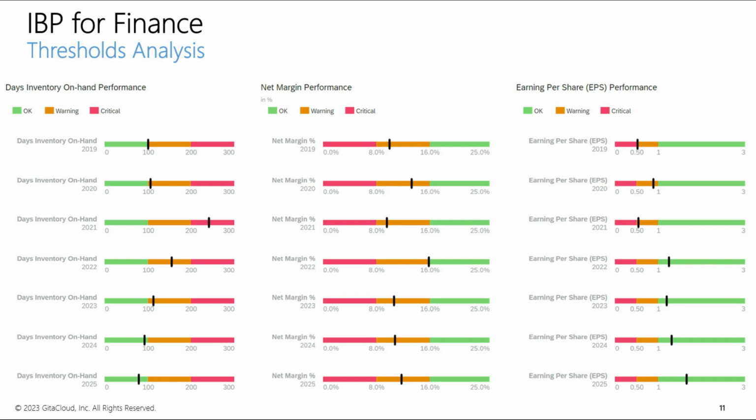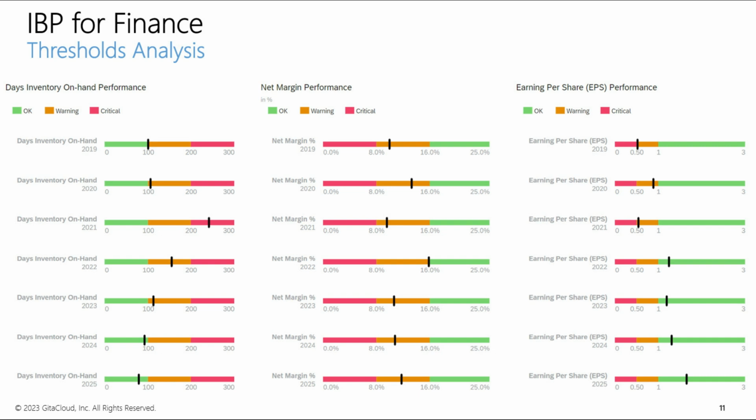We defined 100 days or less of inventory as green, which shows good health, between 100 and 200 is yellow, which serves as a warning, and higher than 200 is a red, which is a critical alert. You can see that inventory was in red in 2021 and is consistently improving 2022 onwards to find its way back to green in 2025.